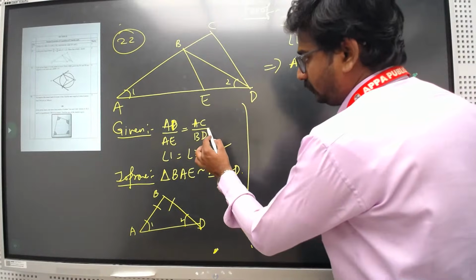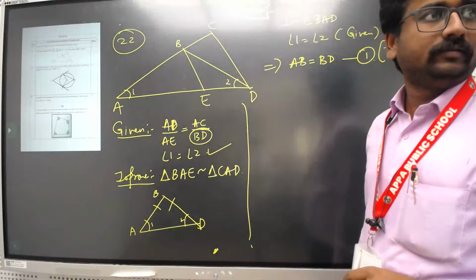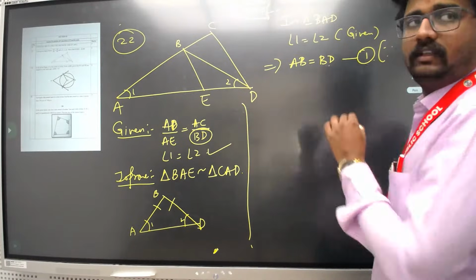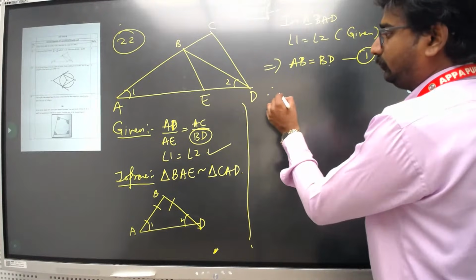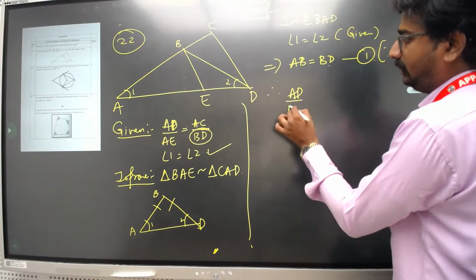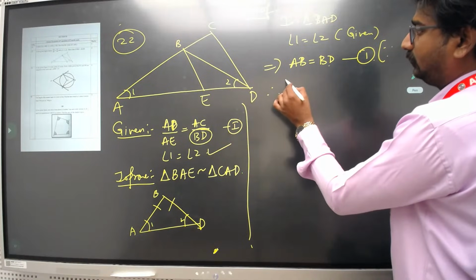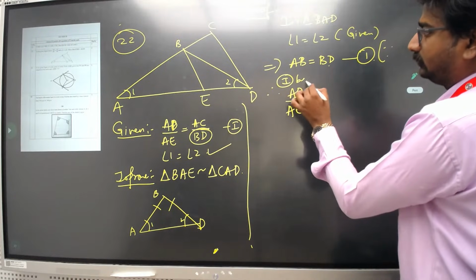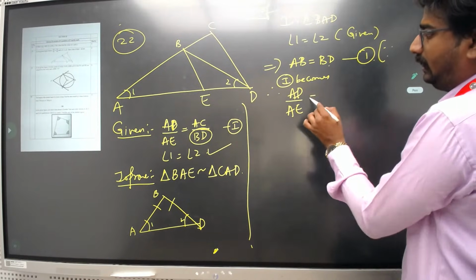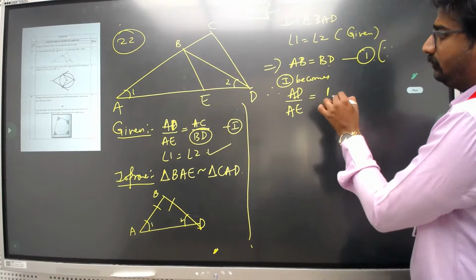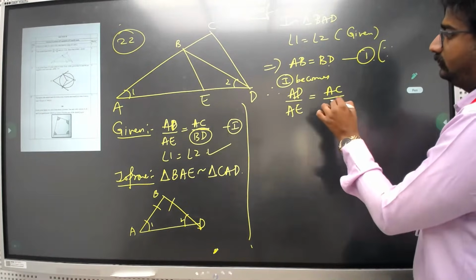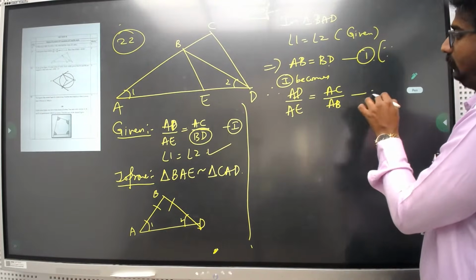Look at the question, there is BD, right? Can I replace the BD by AB? Therefore, AD by AE, you can mark this as Roman number 1. Therefore, Roman 1 becomes AD by AE is equal to AC by AB, equation 2.